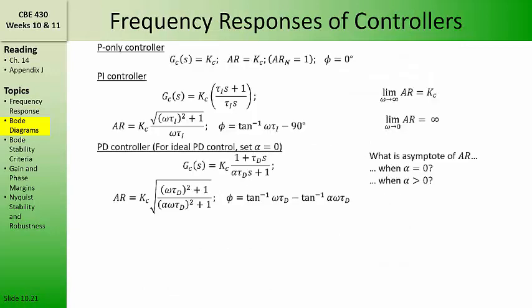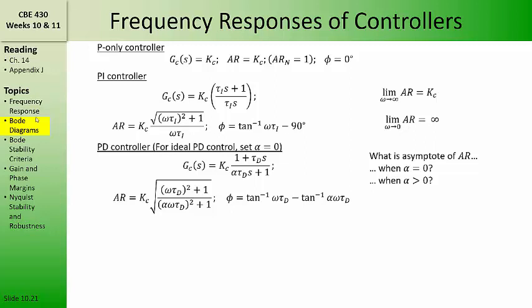Let's talk about some important limits of the behavior of these feedback controllers. Notice for the PI controller that in the limit as the frequency gets very large, the amplitude ratio is the gain of the controller. For very large frequency, this term becomes the square root of omega tau I squared over omega tau I, which is just 1, multiplying the gain, kc. But for very low frequency inputs, the amplitude ratio goes to infinity.